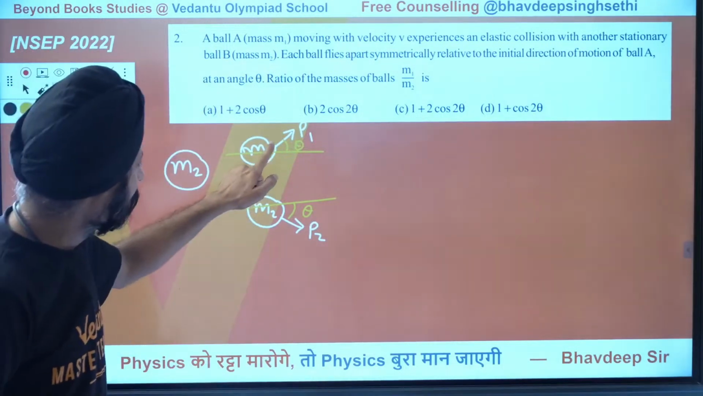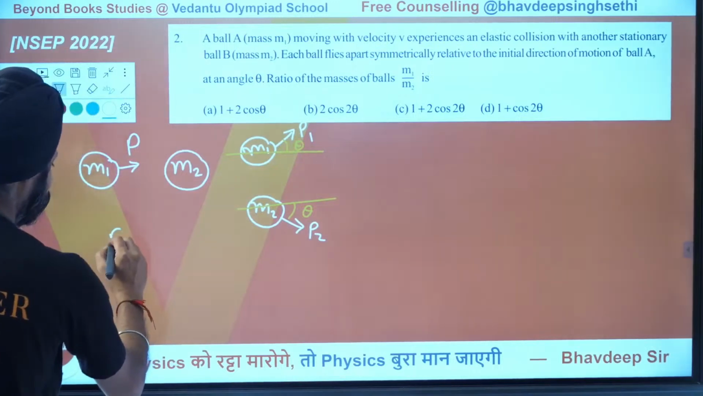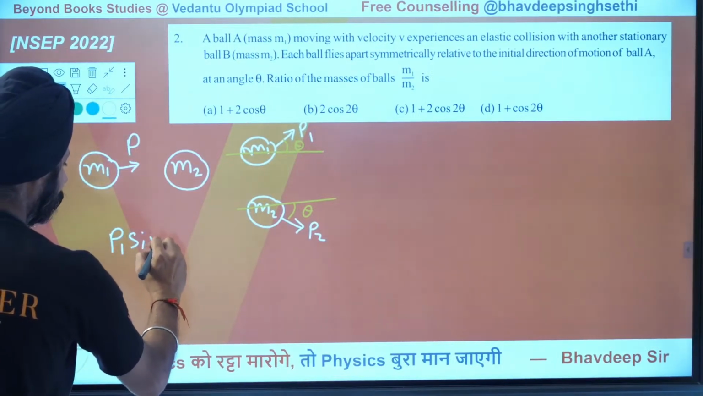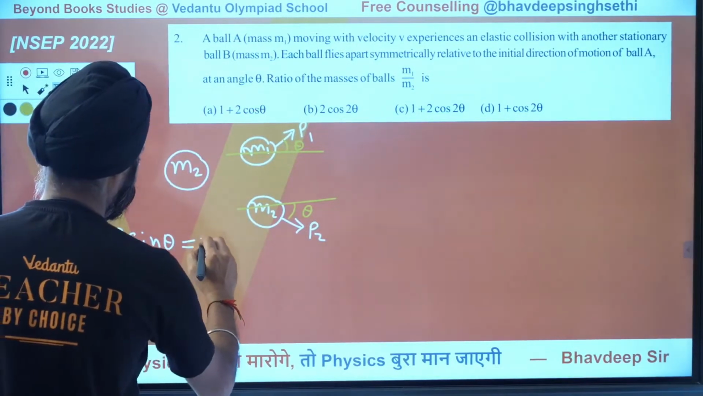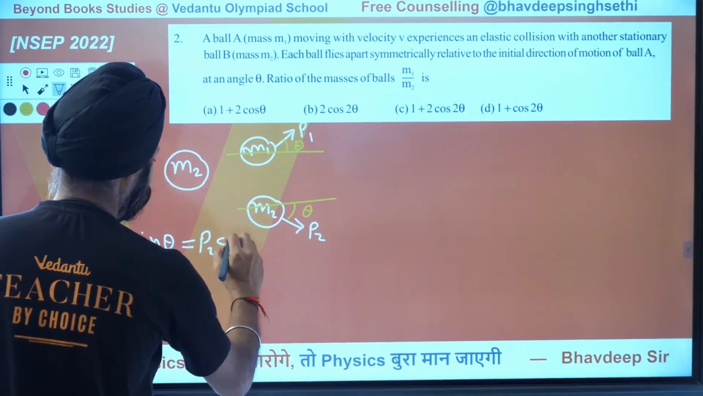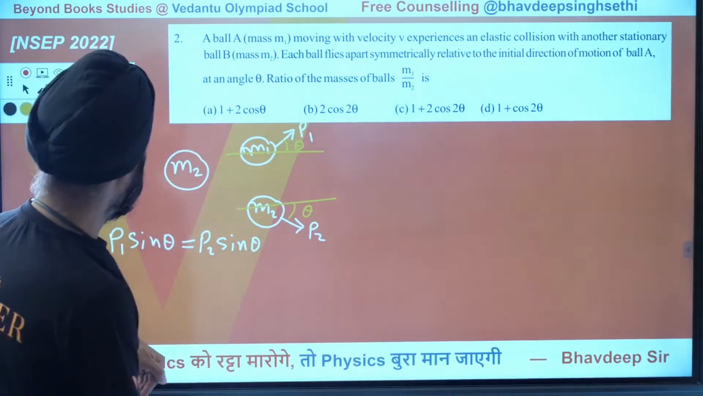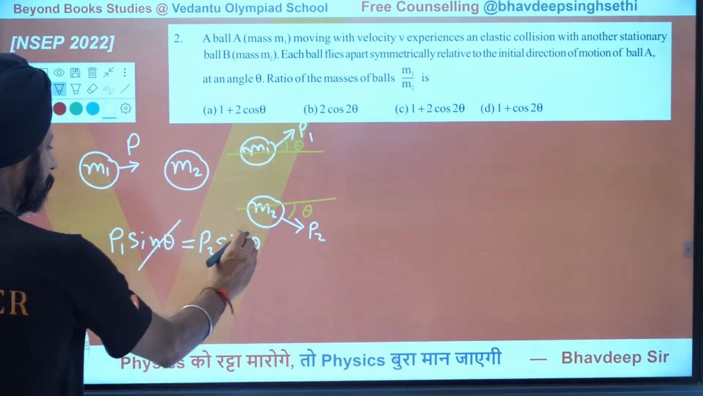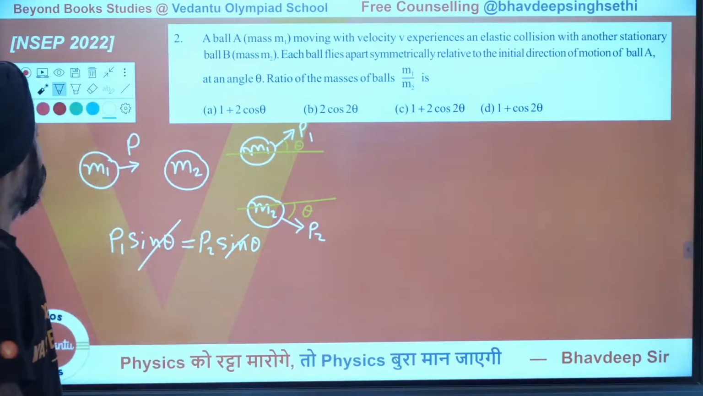So let's write down. Can I say P1 sine theta should be P2 sine theta, isn't it? Because to cancel out, this momentum has to be equal and opposite to this. So sine theta, sine theta. So the momentum is not P1 and P2. They are both the same. They have to be the same.